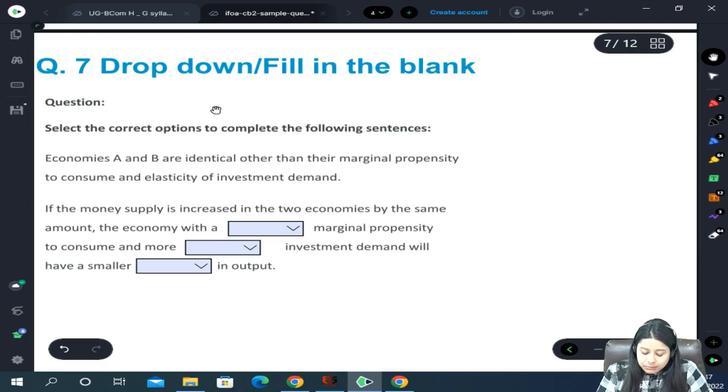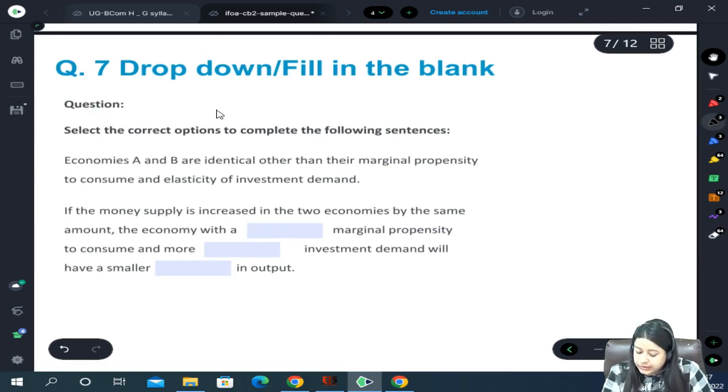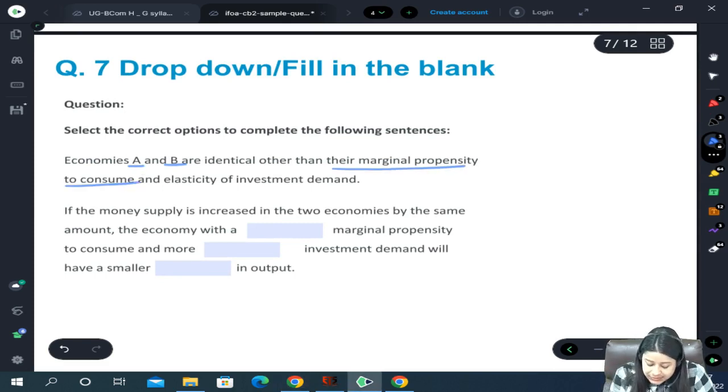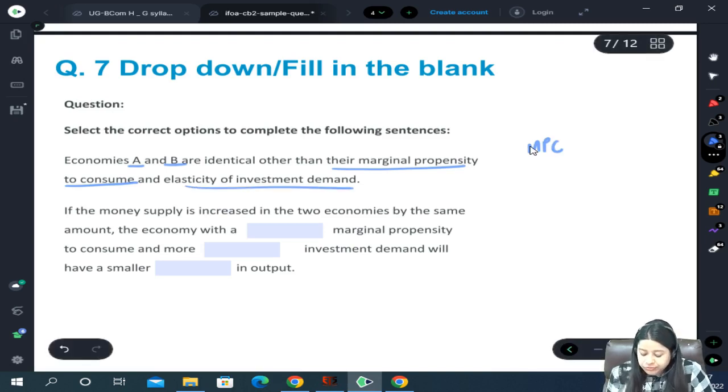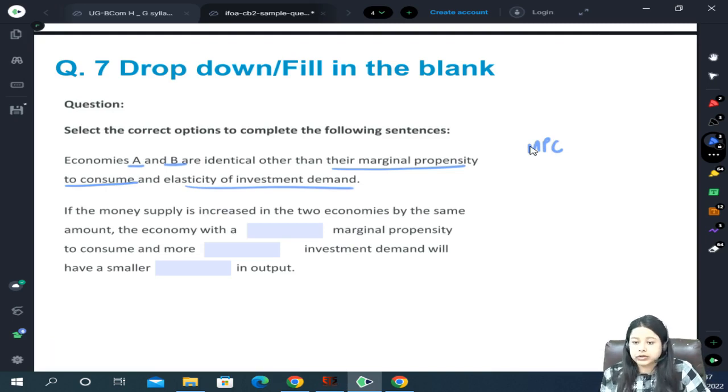Economies A and B are identical other than their marginal propensity to consume. MPC is different. And elasticity of investment demand. Okay, investment demand का elasticity is different.